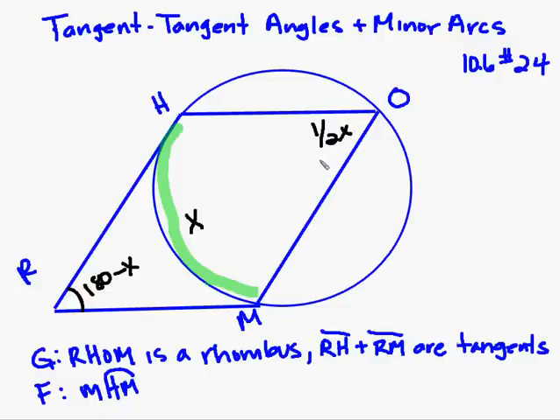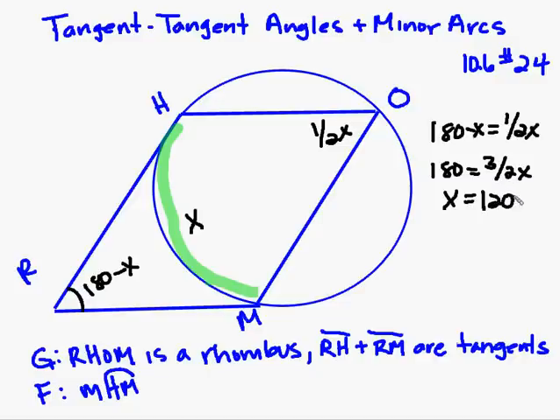of x. Now, because this is a rhombus, I know that angle O and angle R are congruent. So I can say that 180 minus x is equal to 1/2 x. Or 180 is equal to 3/2 x. Or x is equal to 120 degrees, which is your answer.